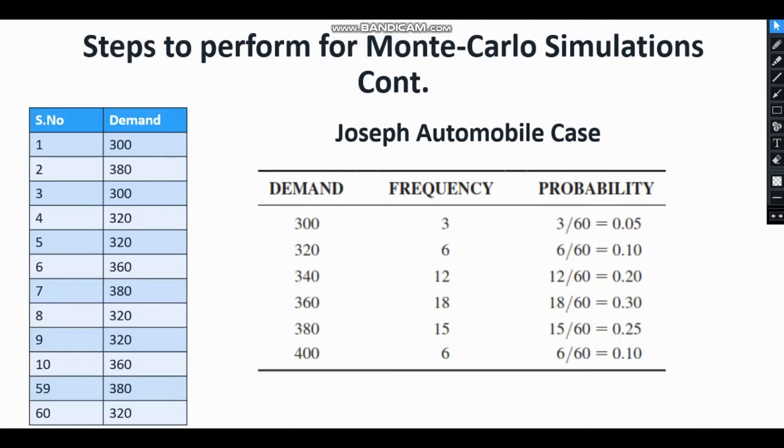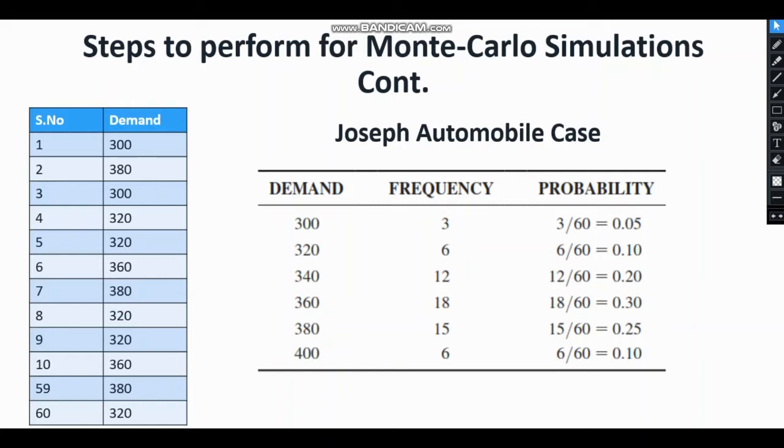18 times. So majorly the variation is from 360 to 380 demand. Okay, so 380, how many times, what is the frequency? 15. So 15 divided by 60, 25 probability. Then what about demand 400? It appeared 6 times. So 6 divided by 60 will give you the probability. This is the probability table.